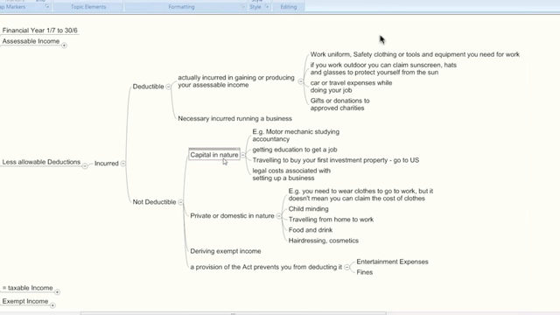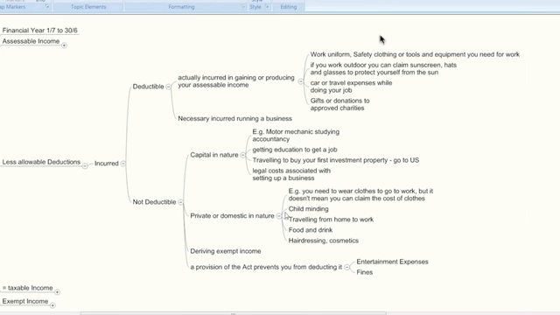But if they already have the property there in the Philippines or in the US, and then they have to go there to maintain and look after the property, then the trip that they travel there they can claim. So this is very important. You have to make sure: is this capital in nature? If it's capital in nature, then you can't claim. Or legal costs, setting up a business, you also can't.